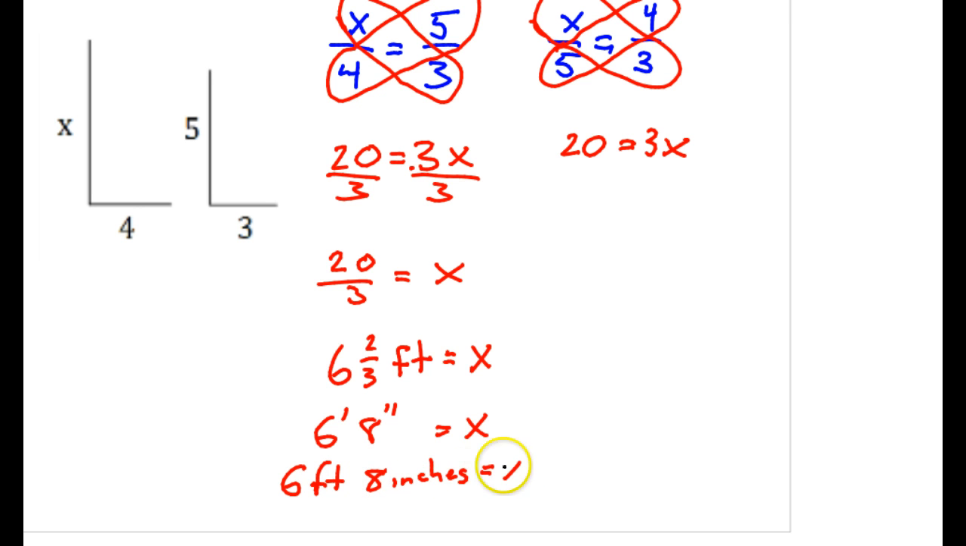So just ask yourself on your answer of a word problem, would you ever say I'm 20 over 3? No. Would you ever say I'm 6 2/3? No. Would you say that I'm 6.66 repeating feet tall? No. So have it make sense.